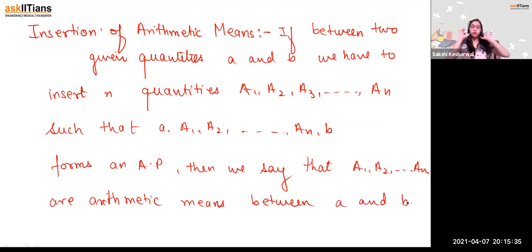As I told you, right now we'll be talking about arithmetic means. If I give you any two random numbers, you can insert as many numbers as you want between them. But after inserting those numbers, you will get one sequence.